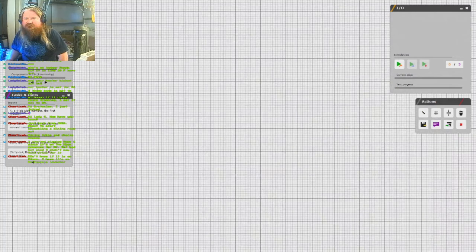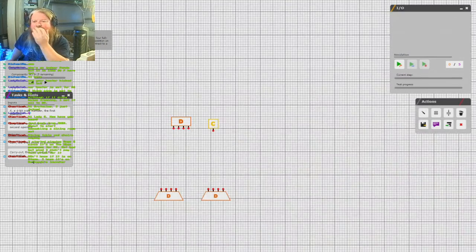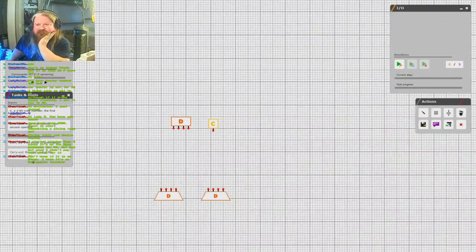Okay, so I will need my inputs. I will need my output, and I will need my carry out. Do I need a full adder? No, I guess I can do a half adder because I don't have a carry in bit.